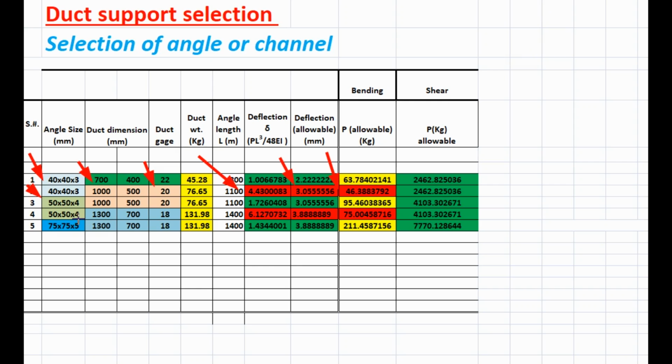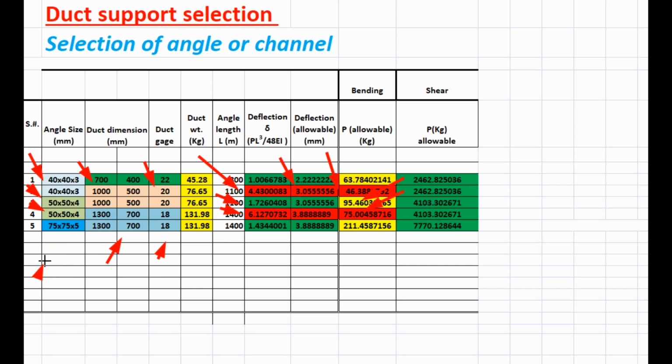When we select a 50 by 50 by 4 millimeter angle, the deflection value in this angle is 1.72 and allowable 3. And also as per bending stress, the maximum allowable duct weight is 95, our weight is 76, so this angle is safe for this duct support. Again, if we need to use the same angle for another bigger size, 1300 by 700 gauge 18, then the deflection value became higher than allowable, and as per bending stress, the allowable duct weight is less than the duct weight, so this angle is not safe for this duct.